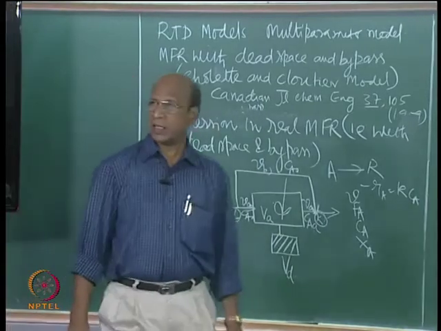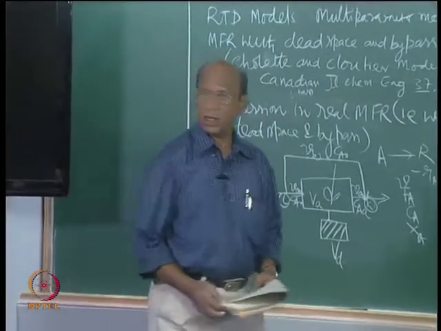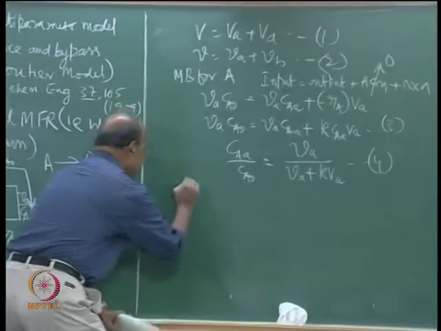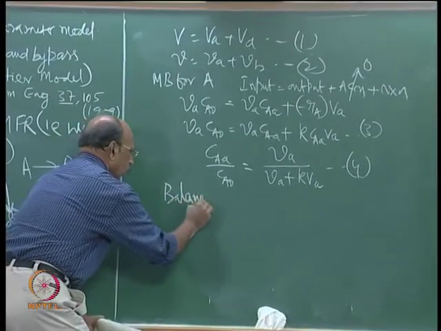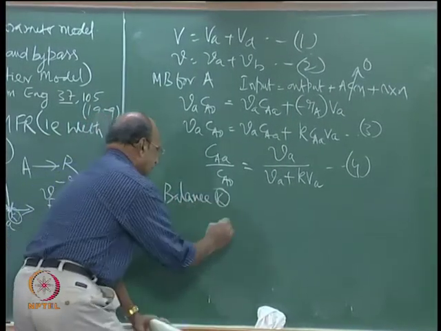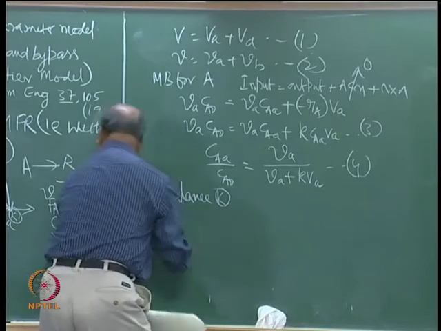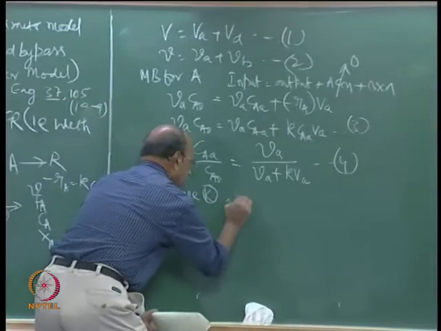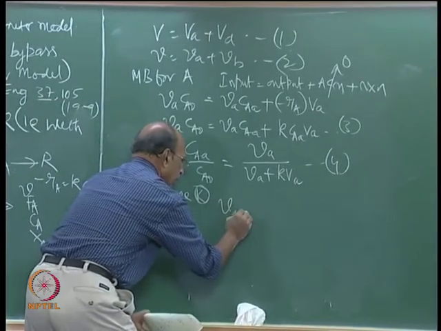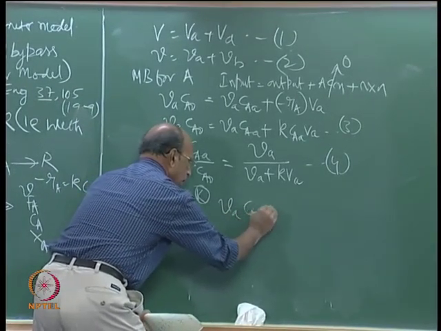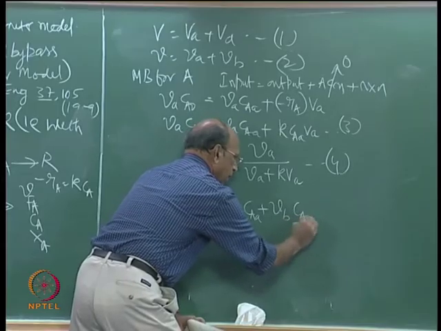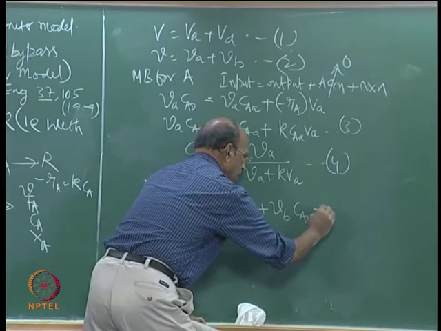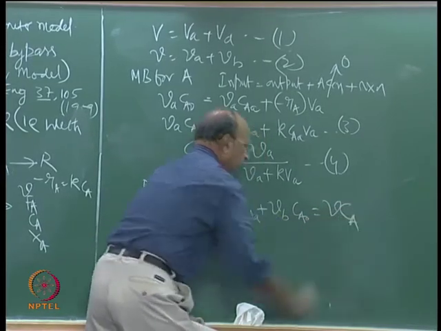Who will tell now, the balance at K? VA into CA. Which VA, small VA or capital VA? It's a small VA. Small VA into CAA, plus small VB into CA naught, equal to small V into CA. That's all. Very good, Debaya.